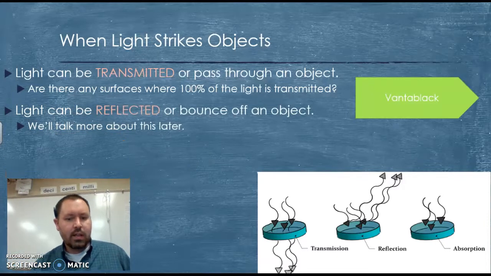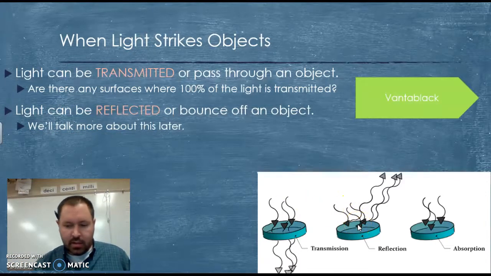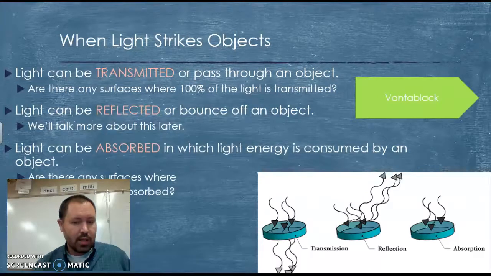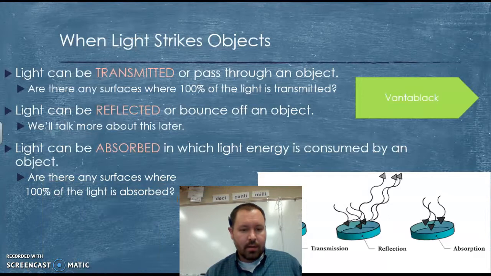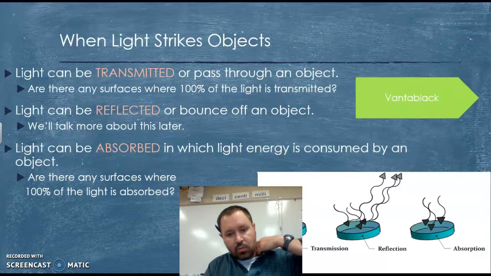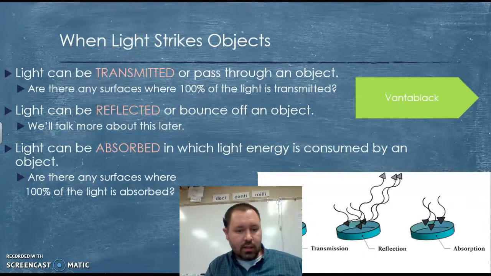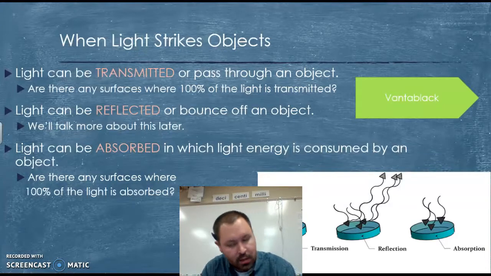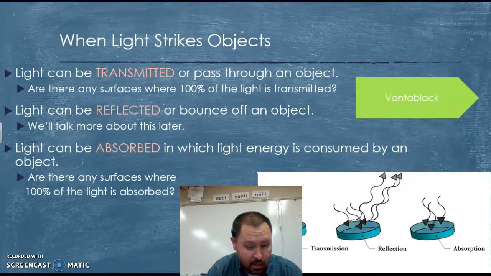It says light can be reflected, or bounce off of an object. This is called reflection. This shouldn't be anything too terribly new to you: light hits something and then it bounces off. That's reflection. And then there's the last option, where light can actually be absorbed. It says light can be absorbed, in which energy is consumed by an object. Are there any surfaces where 100% of the light is absorbed? No, there isn't. Not that I know of.